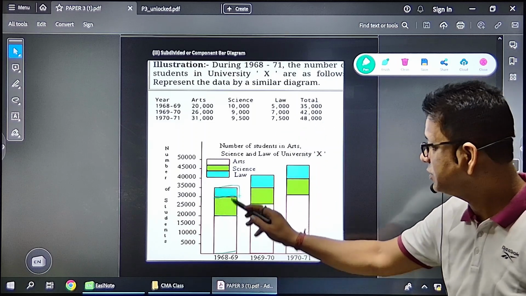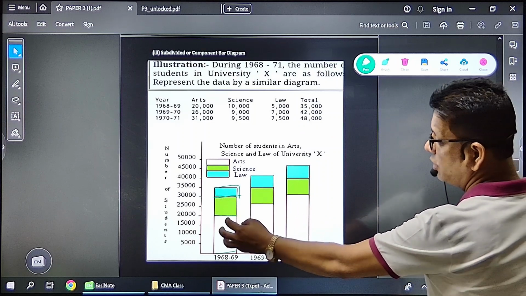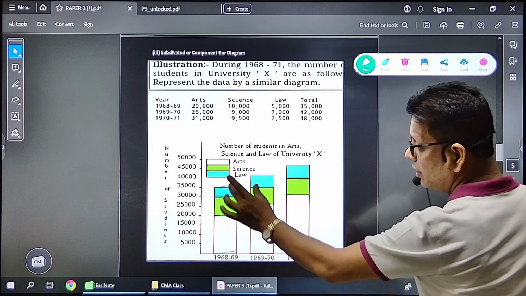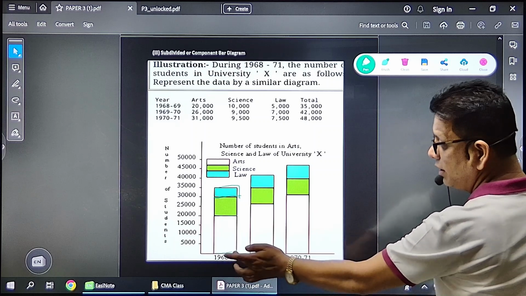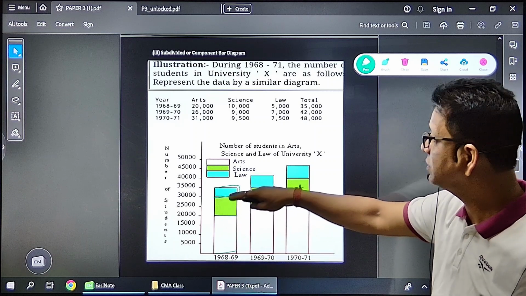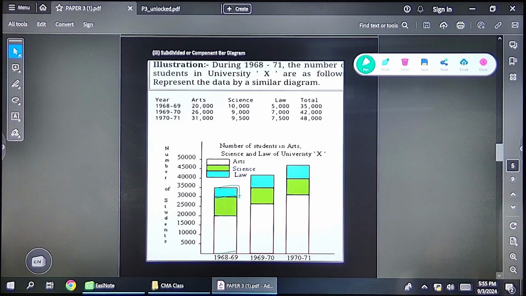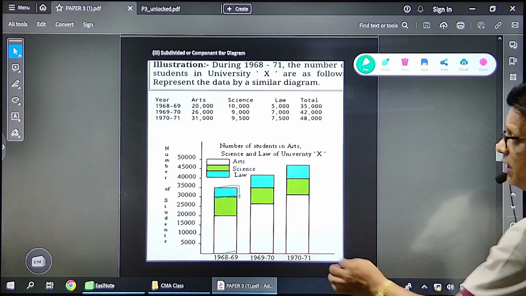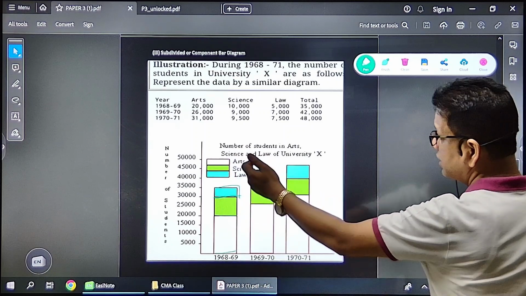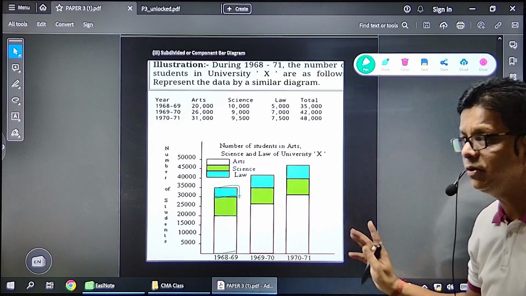Have you seen this? This bar graph is a combination of three portions: arts, then science and law. But actually it is for the same year, the session 1968-69, divided into subparts: arts, science, and law. When you make a division like that in the same graph, of course we should shade them differently, because otherwise they will mean the same. So arts, no shading. Science, suppose green, and law, suppose blue. Based on this, you have to answer the questions.